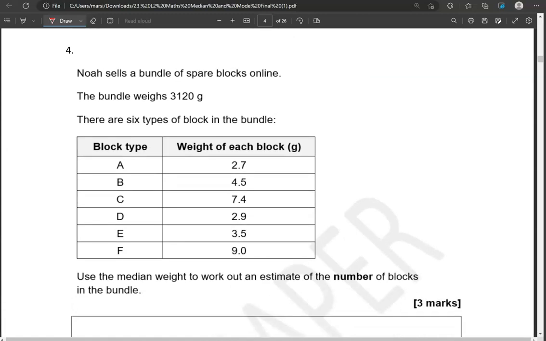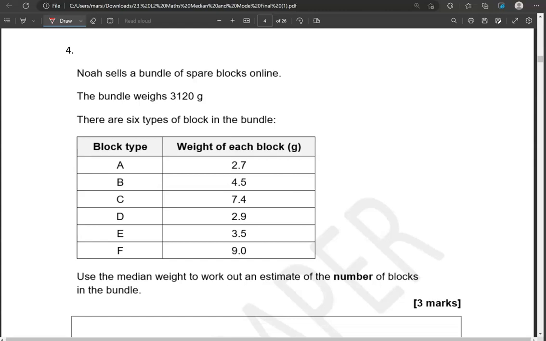Noah sells a bundle of spare blocks online. The bundle weighs 3,120 grams. There are 6 types of block in the bundle. Use the median weight to work out an estimate of the number of blocks in the bundle. To work out the median weight, what we're going to do is put these in order.